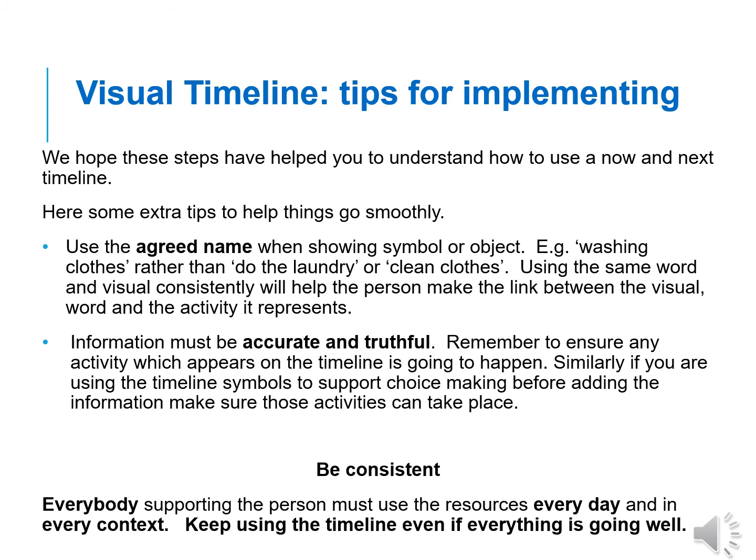Information on the timeline must be accurate and truthful. Remember to ensure that any activity which appears on the timeline is one that is going to happen. Similarly, if you're using a timeline to help support choice making, for example, offering a choice of 2 activities, one of which will then be placed on the timeline, please ensure that the offered activities are available that day. We want to give the person we're supporting a really positive experience of making a choice.